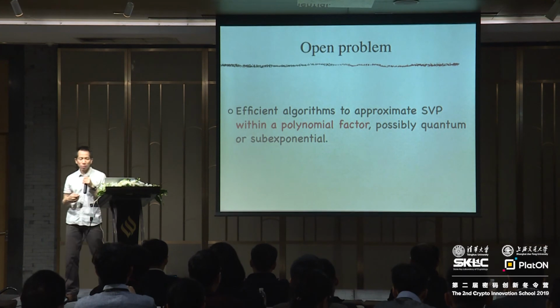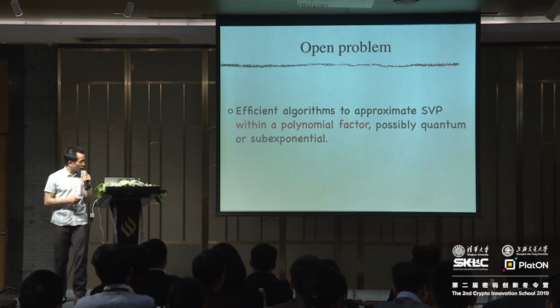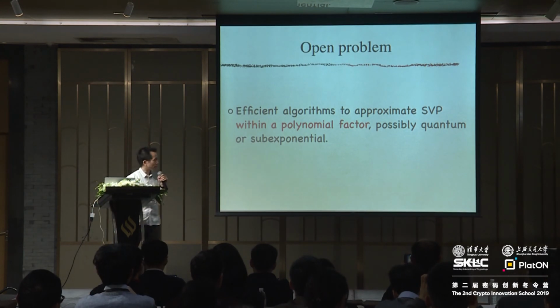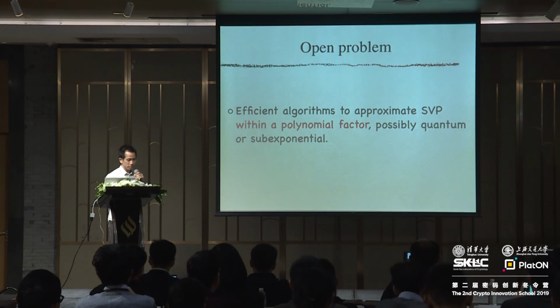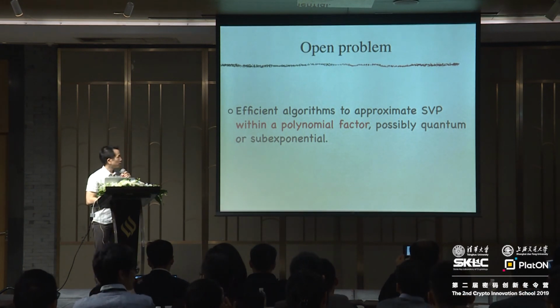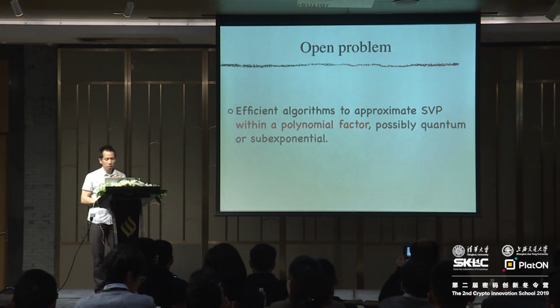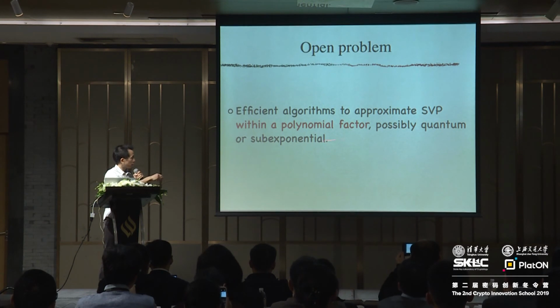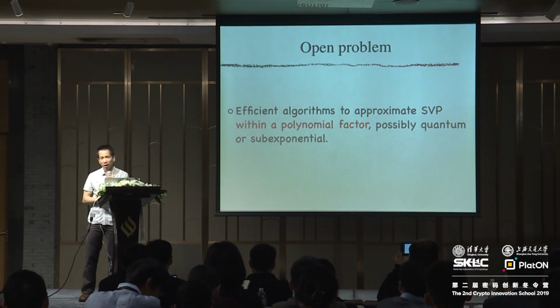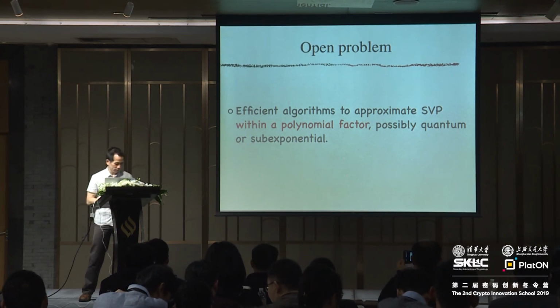And since there are so many people in the audience, I want you to think hard about this open problem. Can we find short vectors that approximate within a polynomial factor, but efficiently, either quantumly or in sub-exponential time? That's really the key question, and I hope one of you will solve that problem. Thank you for your attention.